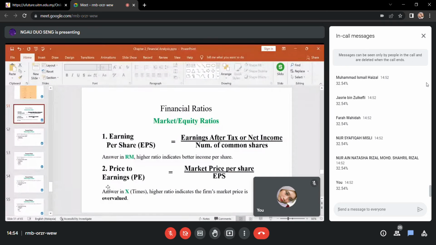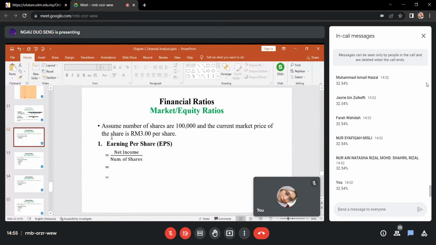And number 2, we have price to earning or PE. We usually call it the PE ratio, which is equal to the market price per share divided by earning per share. Answer in times. A higher ratio indicates that the firm's market price is overvalued, if the PE is too high.